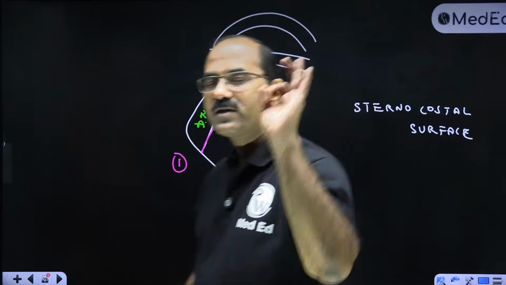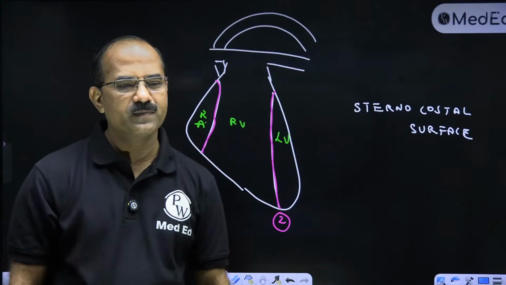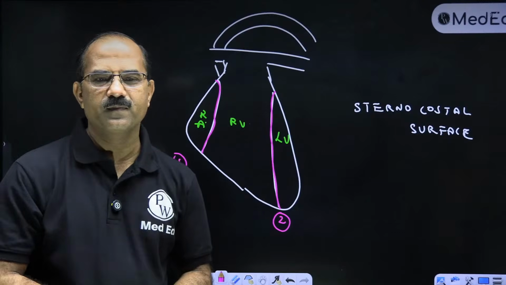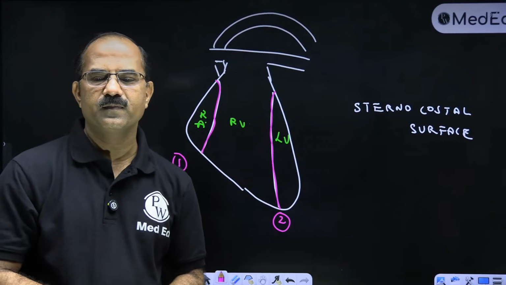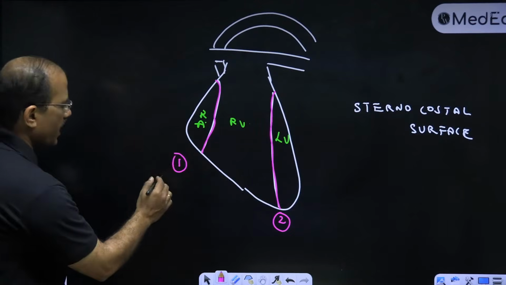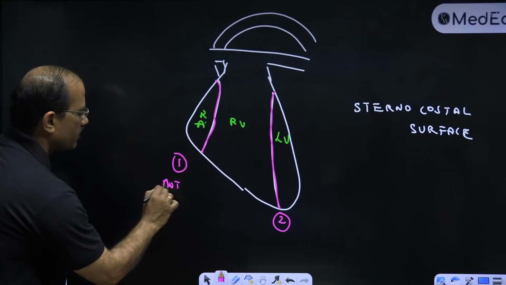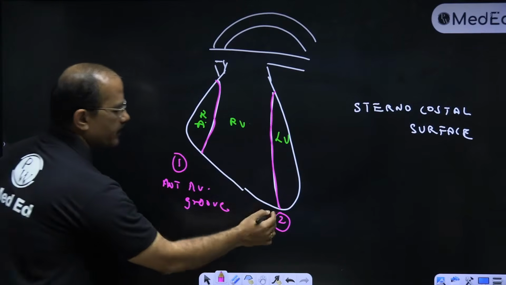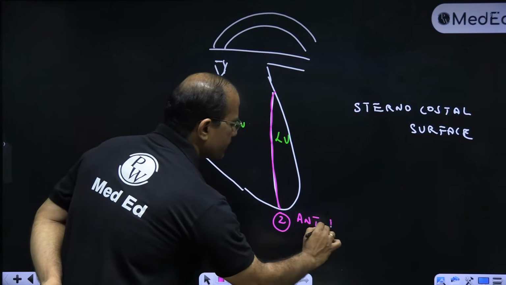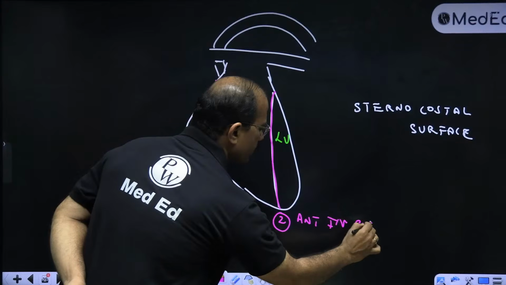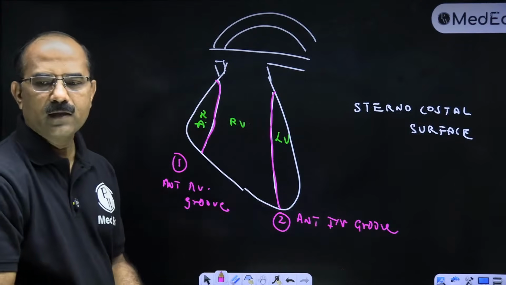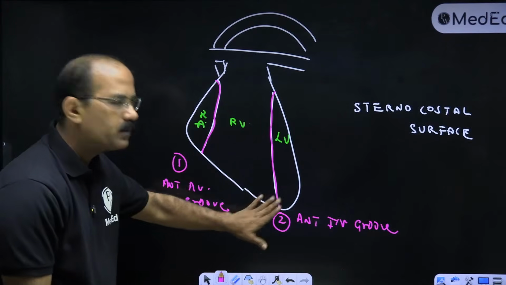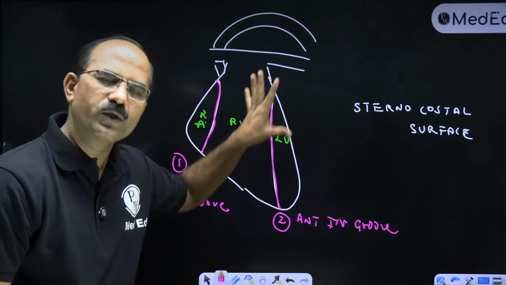So this will be the sternocostal surface of the heart. Anyone? This is the anterior atrioventricular groove and this is the anterior interventricular groove. Okay, anterior atrioventricular groove, anterior interventricular groove.